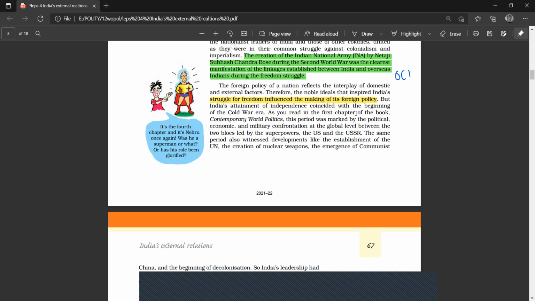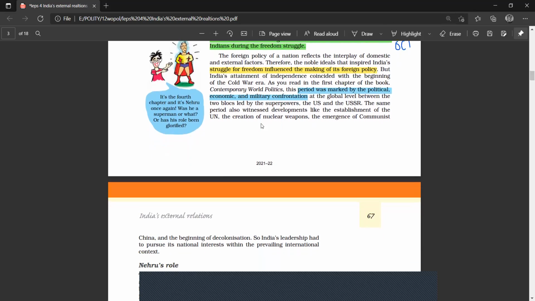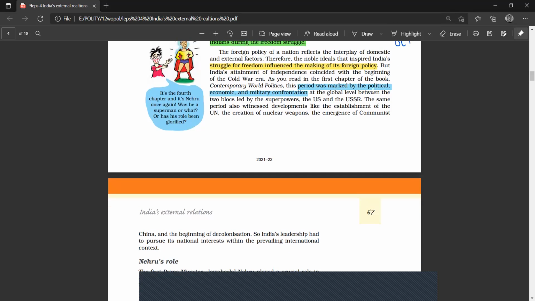As you read in the first chapter of the book, Contemporary World Politics, again, the first book, this period was marked by political, economic, and military confrontation. So, a period of economic, political, military confrontation. Remember this: a country is being born, and we are only at the start. We are in the midst of a political, economic, and military confrontation. It's a very difficult time for the country.